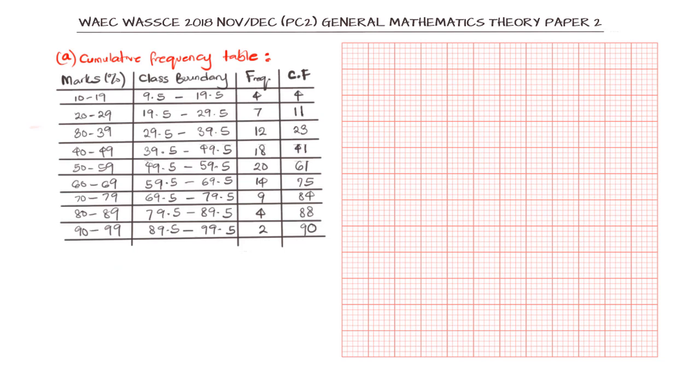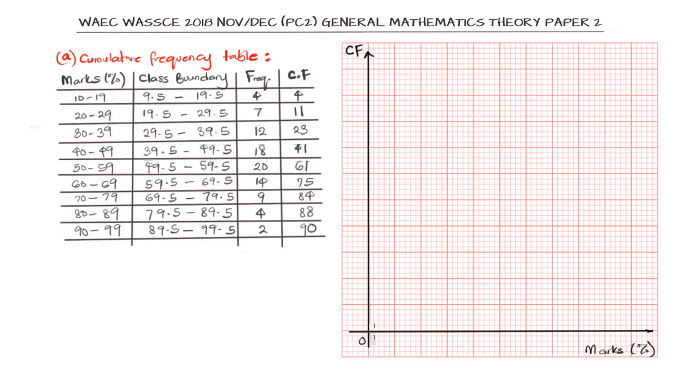So here on our graph, we'll plot the cumulative frequency against the marks that were obtained, but we're going to be using the class boundary for the marks, not just the mark that was given. So on our horizontal and vertical axes, we can have our cumulative frequency on the vertical axis and the marks on the horizontal axis. I'm going to be using 2 centimeters to represent units on the marks axis.